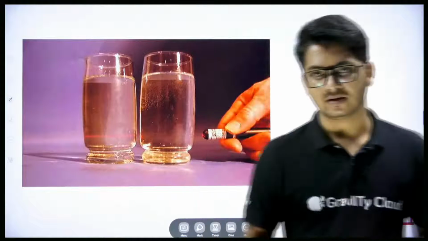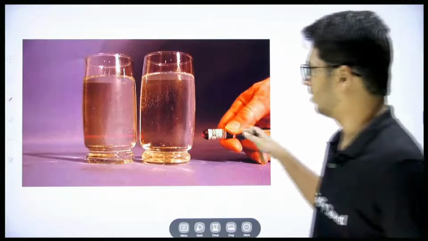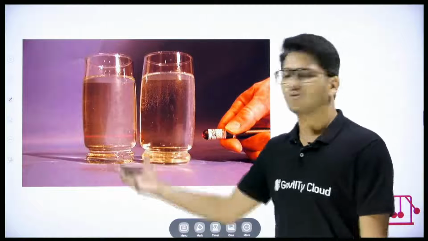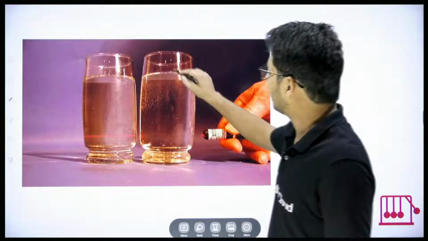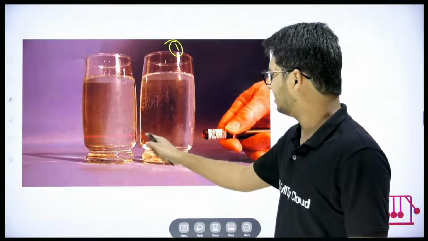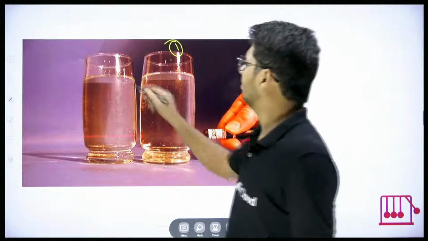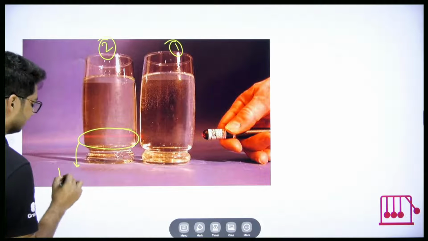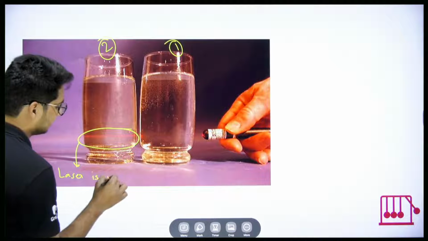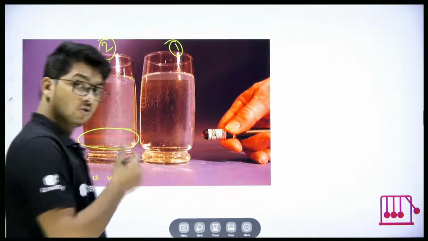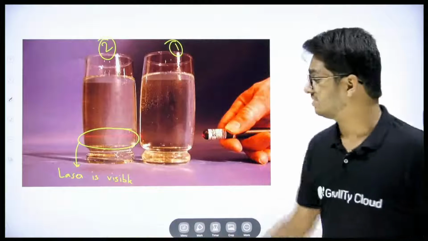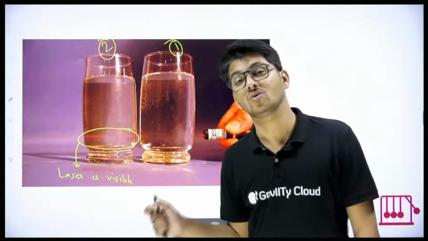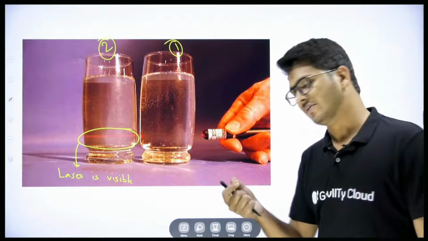Another simple example, or you can call it an experiment, you can look at here. Here you have a laser light and two glasses of different liquids. In the first glass, can I see the laser beam? I cannot see the laser beam. But in the second glass, we can see the laser beam. The laser beam is visible. Light is passing through it and we can see its path. Now how does that happen? That also can be explained through scattering. Important, right? We'll go into it.